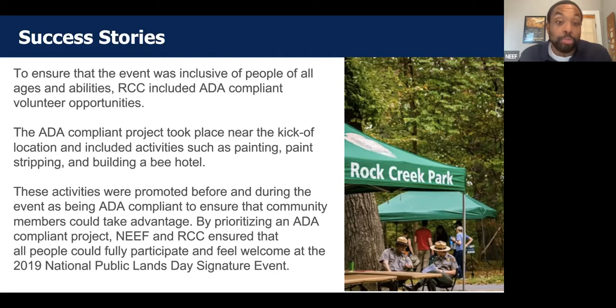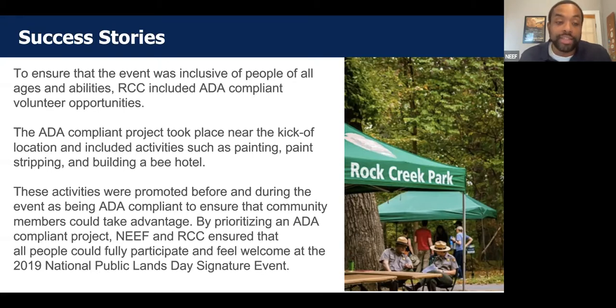I think a real key to this is that these activities were promoted before and during the event as being ADA compliant, to ensure that community members were knowledgeable that this would be there, and that they would take advantage of it.